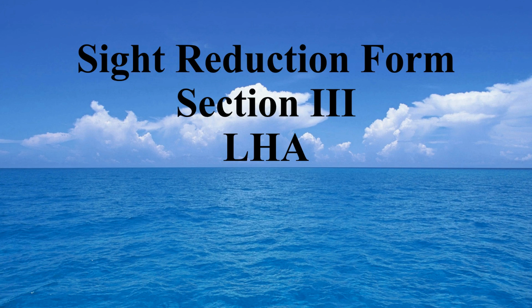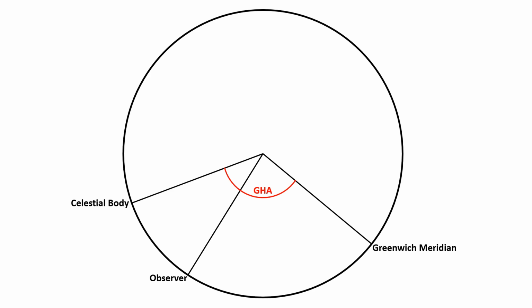In this video, we'll explain how to calculate your local hour angle, abbreviated LHA, on the sight reduction form. As GHA measured the angle from the prime meridian to the longitude of the celestial body, LHA measures the angle from the longitude of the celestial body to the longitude of the observer. We need to calculate that angle.